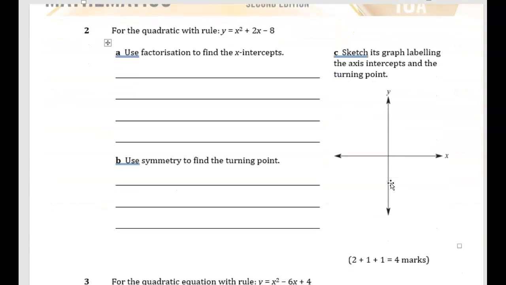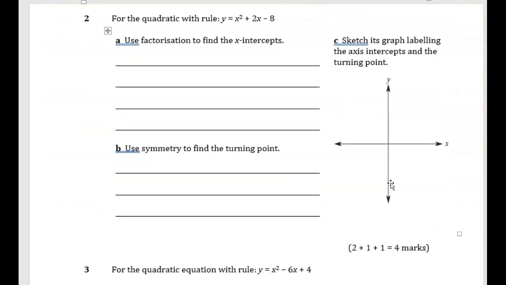All right, so let's move on to question 2. For the quadratic with the rule x squared plus 2x minus 8, use factorization to find the x-intercepts. So we need to find two numbers that when multiplied give us negative 8 and when added give us 2. So I always find it's a good idea just to write your brackets first, and we're dealing with the x variable. So I write x. Because this is a negative, that means one of your numbers has to be a positive and the other one has to be a negative.